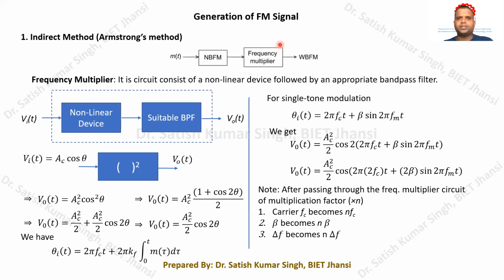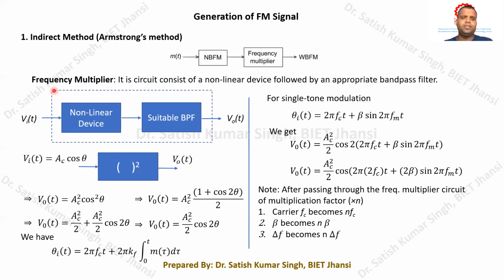Okay, so first of all, you can see that the frequency multiplier consists of a non-linear device followed by an appropriate band pass filter. Here you can see in this block diagram, this dotted section is actually our frequency multiplier circuit.